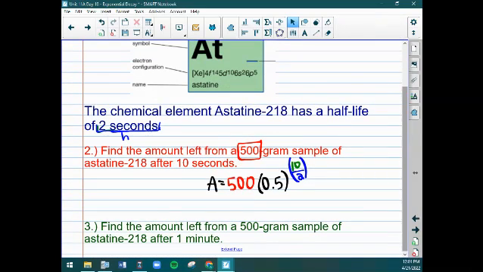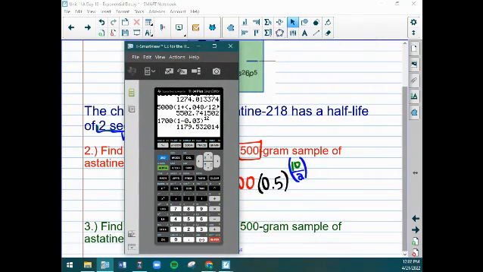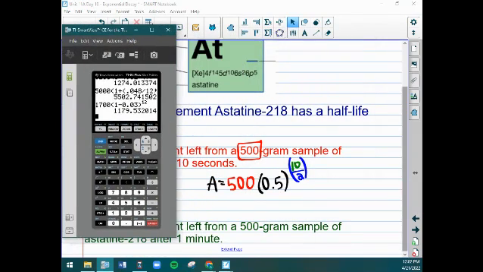Okay, so let's plug this into our calculator. Again, with these exponents and such, we will have to be using some extra parentheses. We've got 500 times 0.5 to the power of, now I'm going to put the exponent in parentheses, so 10 divided by 2. Okay, and I get 15.625.